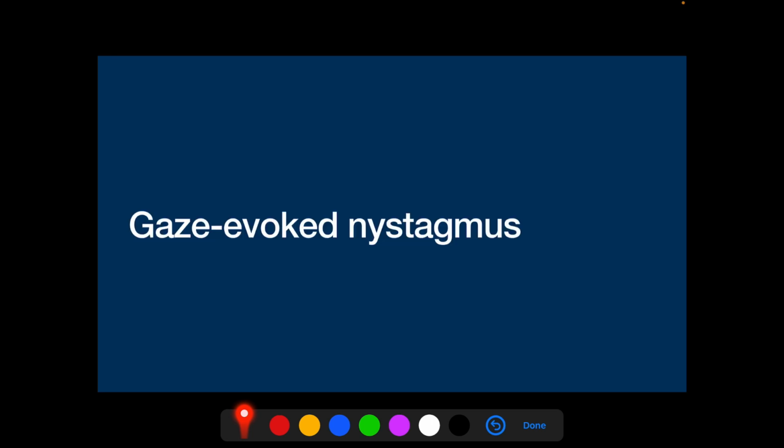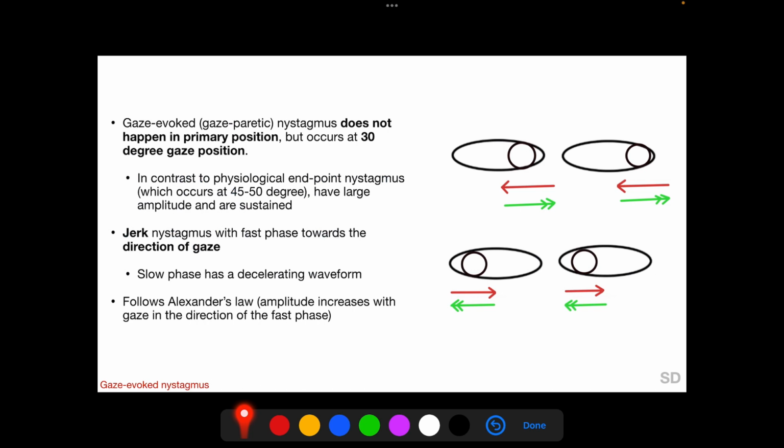So we next come to gaze-evoked nystagmus, and gaze-evoked nystagmus does not happen in primary position but occurs at least at 30-degree gaze position on either side. In contrast to physiological endpoint nystagmus, which occurs further out at gaze position at 45 to 50 degrees. And gaze-evoked nystagmus, in contrast to physiological endpoint nystagmus, has a large amplitude and is sustained.